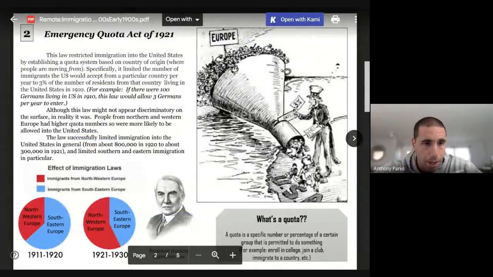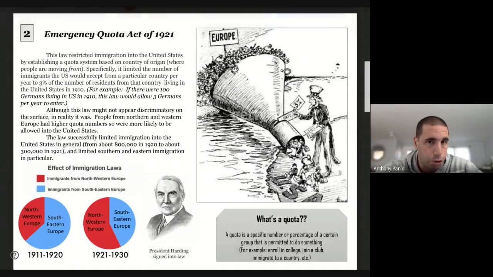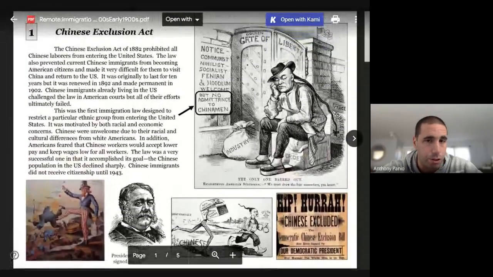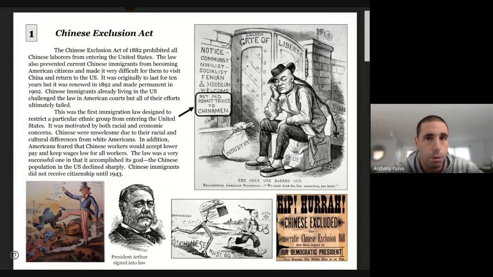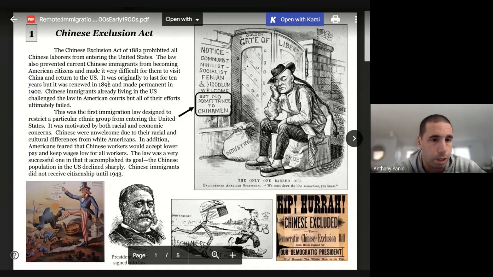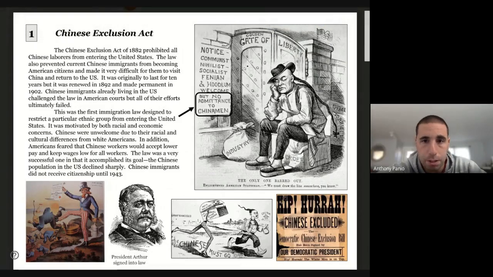All right. I'm going to do the first one with you. We'll do the Chinese Exclusion Act together, and then you guys are going to do the rest on your own. So you'll see how I do this. We'll read through it. So first, we'll just read through it like we do. The Chinese Exclusion Act.